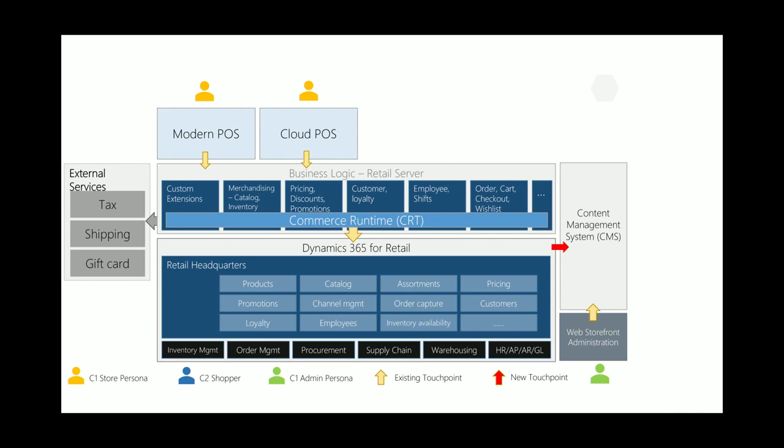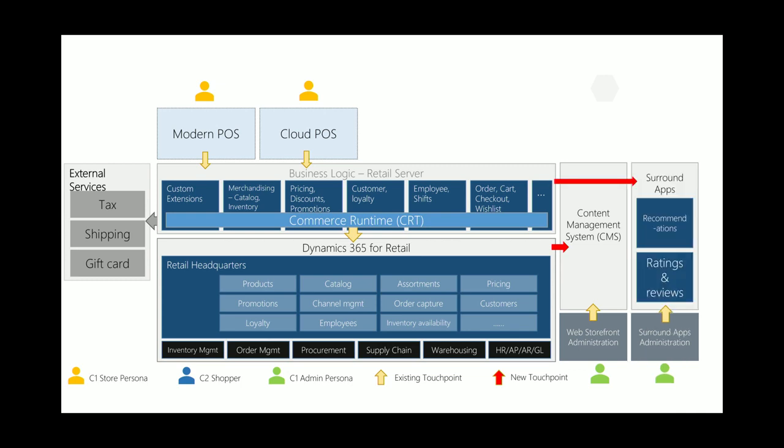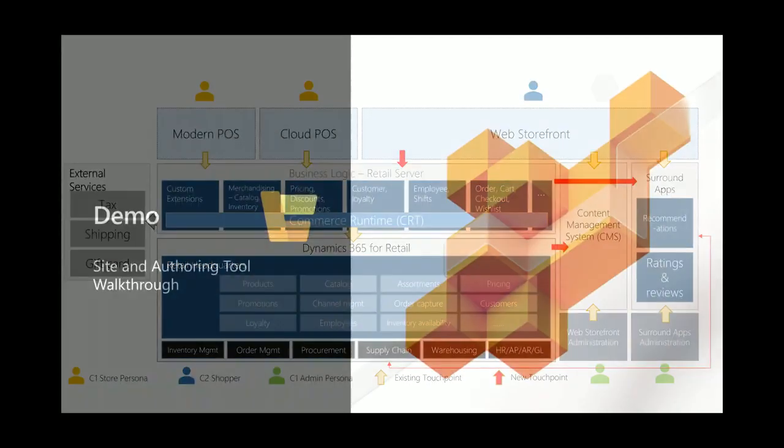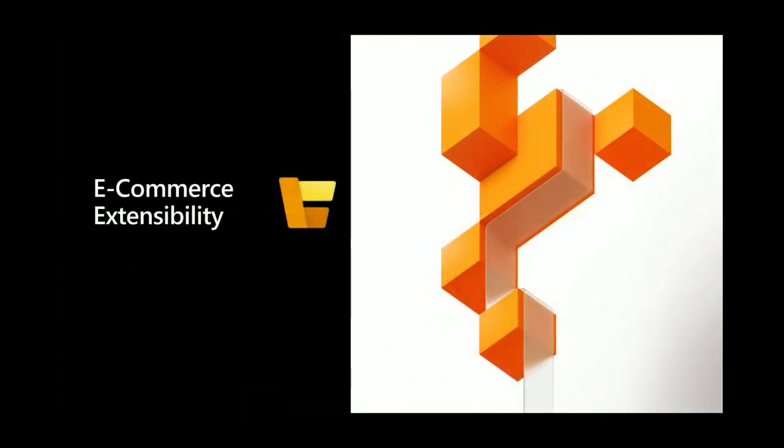And there's a storefront administration piece. That's the authoring tool I was just talking about. And then there's the surround apps. Again, I like to call those the omni-channel features, the recommendations and ratings and review. And then finally, we've got the big e-commerce web storefront sitting on top of that. One thing that I noticed was missing here is there's no arrow from the POS down to the surround apps. But again, you can access those apps from the POS as well as the call center channels.